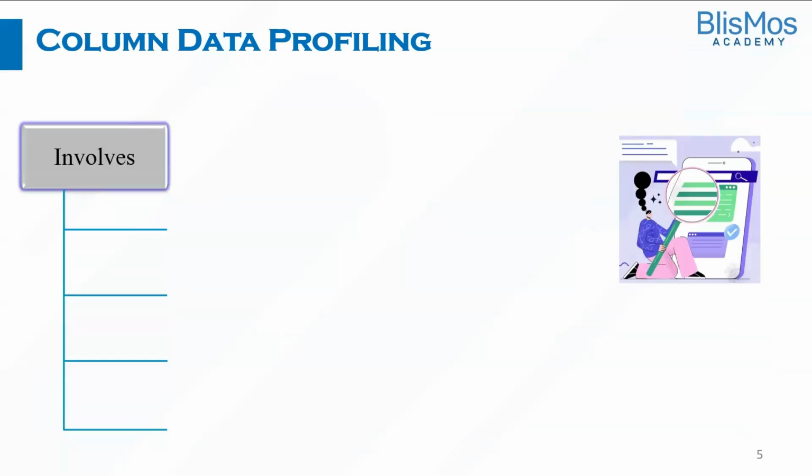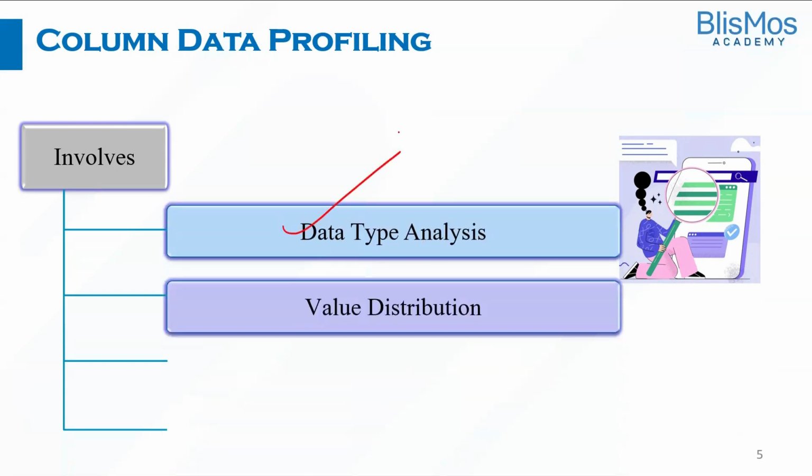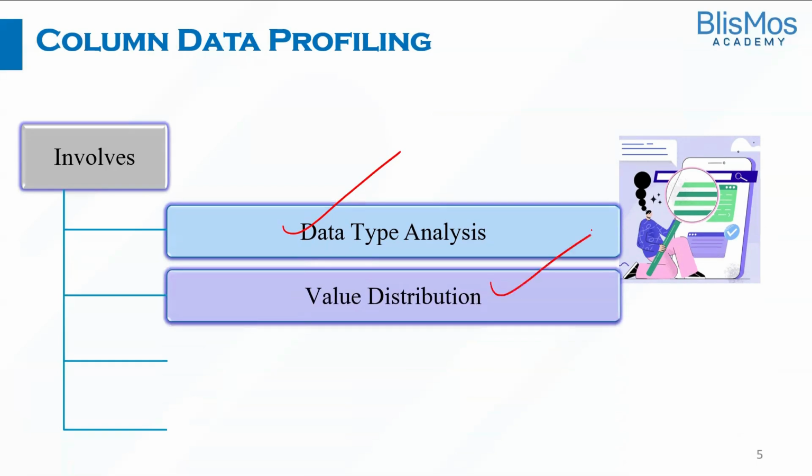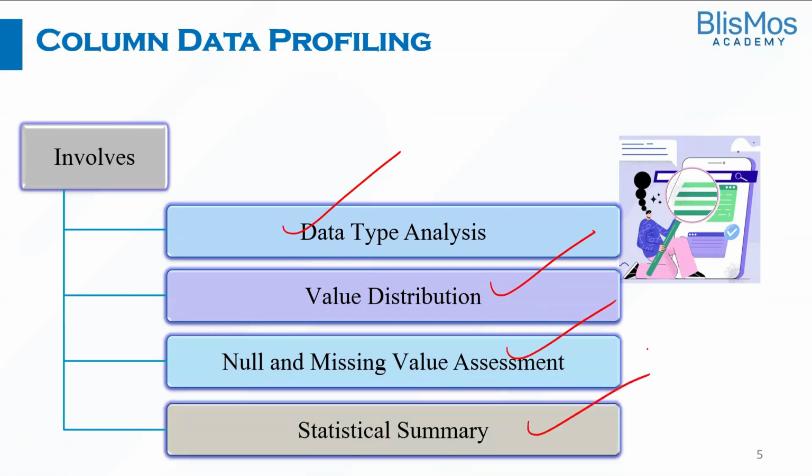Column data profiling involves four important aspects. One is data type analysis. The second one is value distribution. The third one is null and missing value assessment. The last one is statistical summary. Let us look at them one by one.